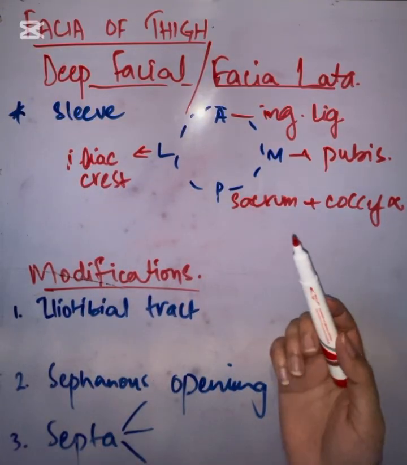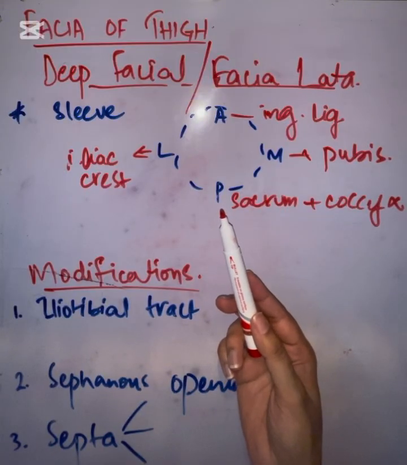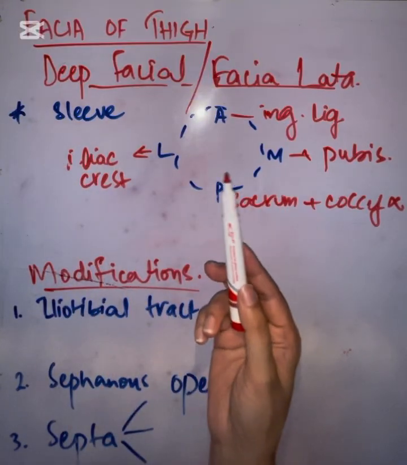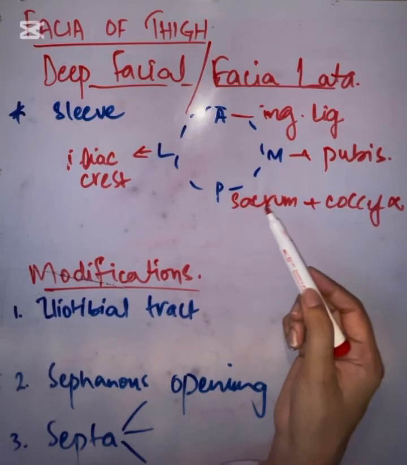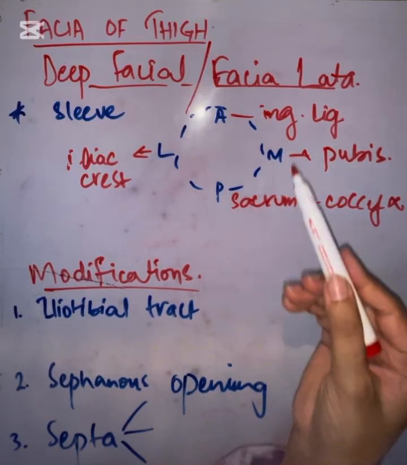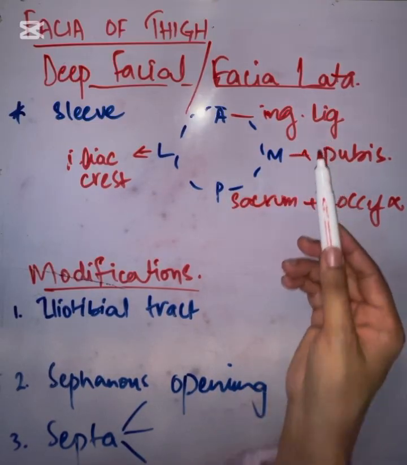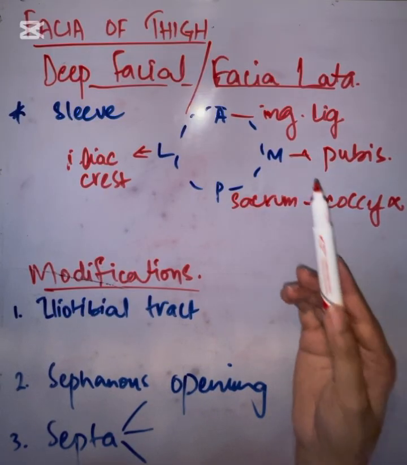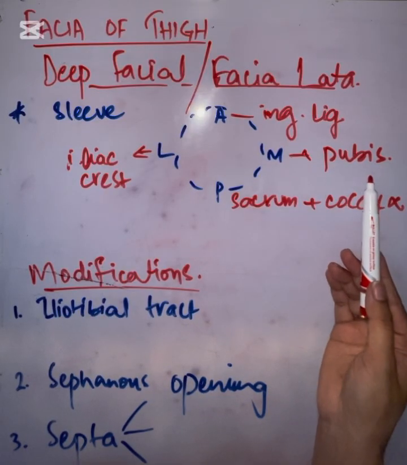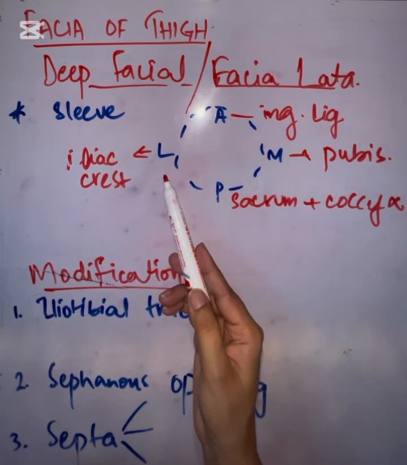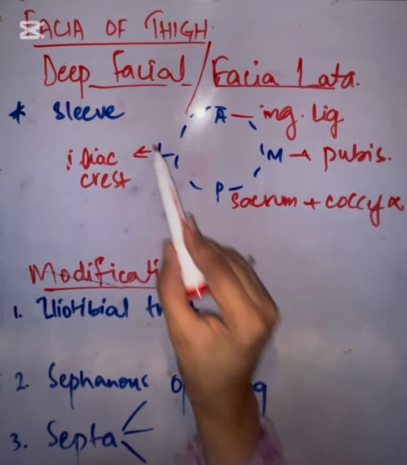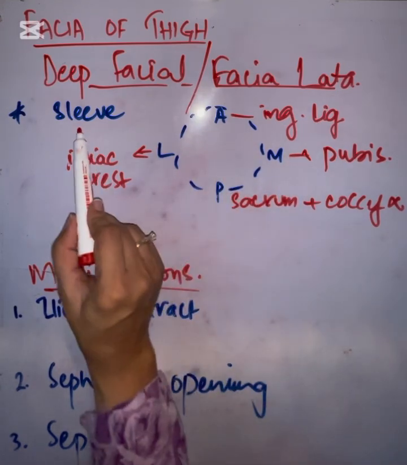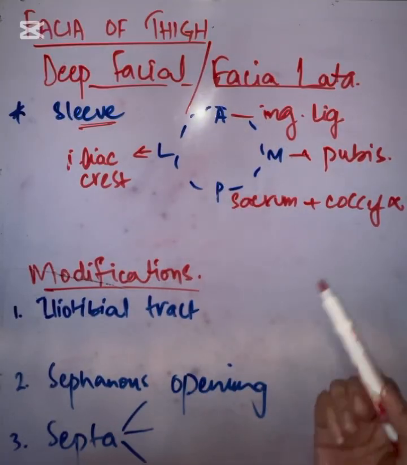So if we look at the superior attachment of this sleeve, which is covering the thigh entirely, anteriorly it is attached to the inguinal ligament. Posteriorly, it is attached to the sacrum and coccyx. Medially, it is attached to pubis plus ischial tuberosity, and laterally, it is attached to the iliac crest. So these are the superior attachments of this sleeve, which is the fascia lata.